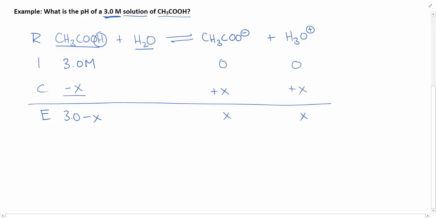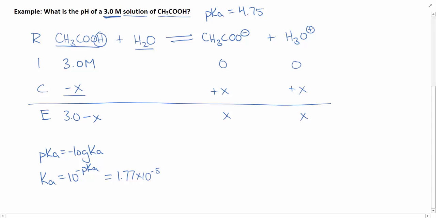In a question like this, you would also need to be told either the Ka or pKa of acetic acid. If we're told the pKa is equal to 4.75, the first step is that we'd need to convert that to a Ka. So pKa is equal to the negative log of Ka, so our Ka is equal to 10 to the negative pKa. In this case, our Ka is equal to 1.77 times 10 to the negative 5.